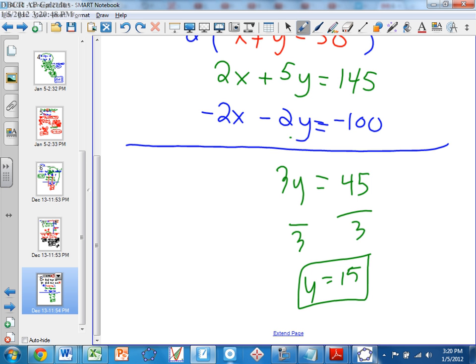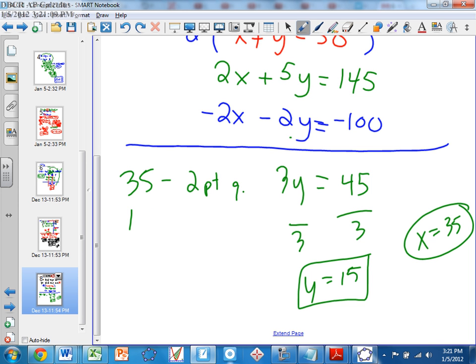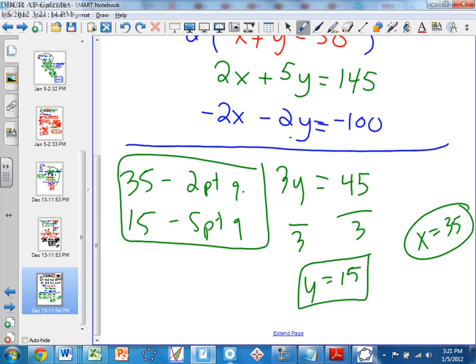Now, take a look. Once you get to 15, you know there's a total of 50 problems, aren't there? So you know the other one's going to be 35 automatically. Now, what did x represent in the very beginning of the problem? 2-point questions. So there are 35 2-point questions. There are 15 5-point questions. That's your final answer right there.